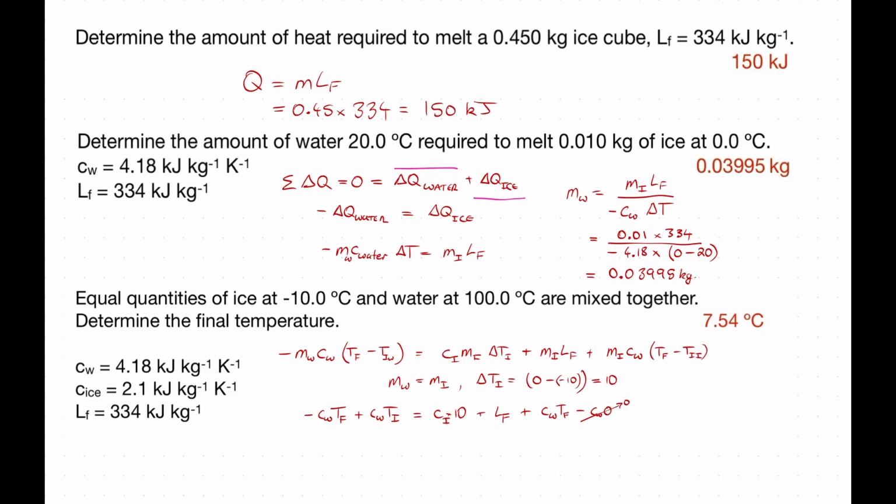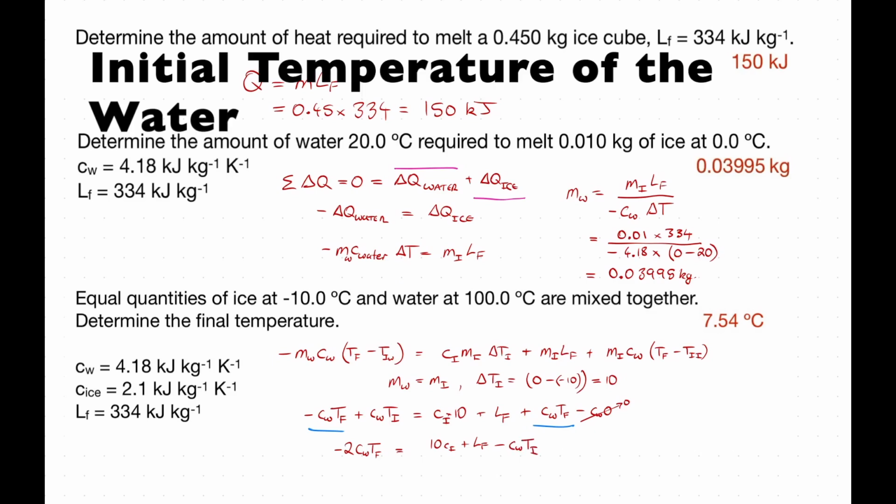We're after the final temperature, so we've got that on both sides of it, over here and over here. So we need to simplify that. So I'm going to say that this is going to be minus 2 CW TF is equal to my 10 specific heat capacity of ice plus the latent heat of fusion minus the specific heat capacity of water times the initial temperature of the ice.